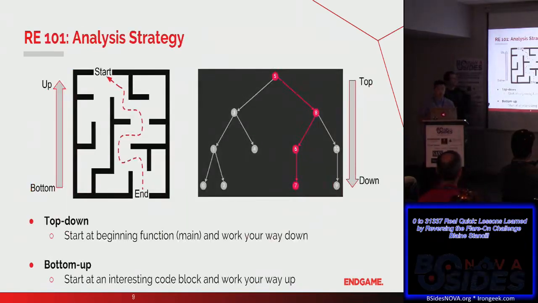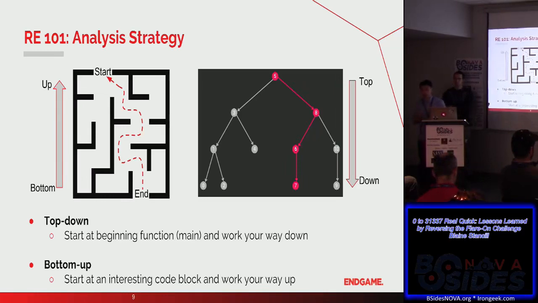So for analysis strategies, as we mentioned in the last slide, we have both a top-down approach and a bottom-up approach. So a top-down approach would be, for example, starting at the beginning of the function that you want to analyze and working your way down from there, following the flow of execution to understand what the program does.